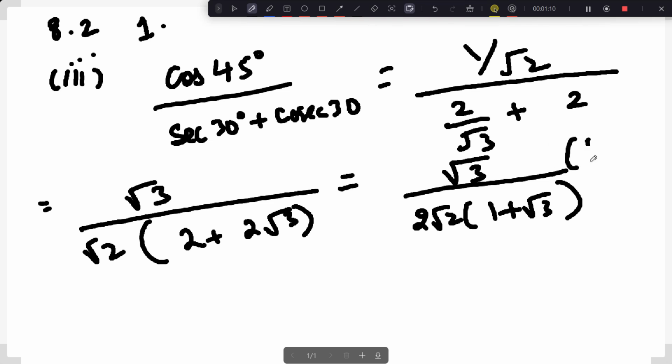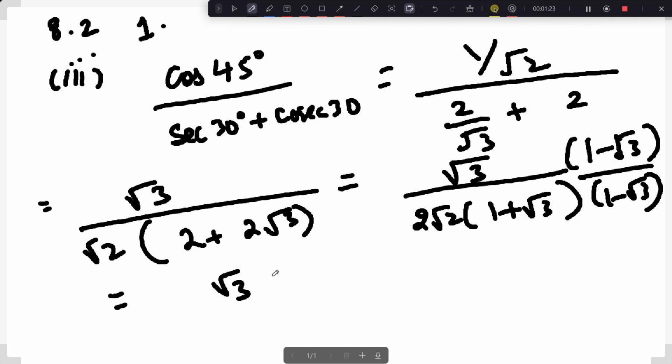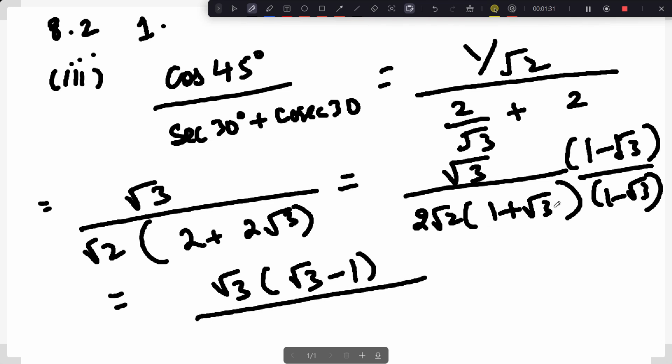So what we can do is multiply by 1 minus root 3 and 1 minus root 3 on both the numerator and denominator. So you know that this will become, you can write it like this also. Why? Because 1 minus root 3 whole square is 1 minus 3, which is minus 2. So that's why I've done it like this. So 2 root 2 into 2, right?